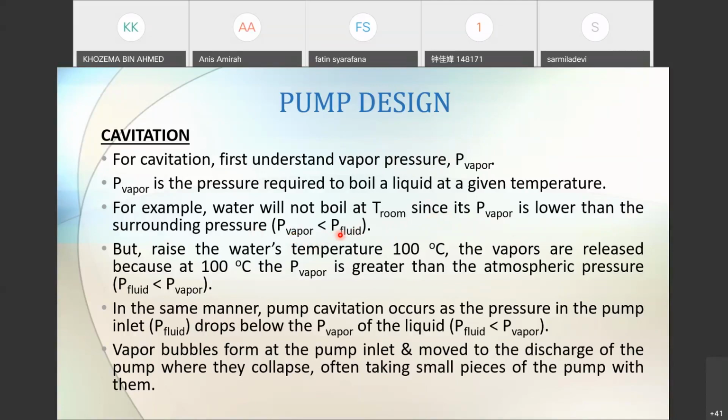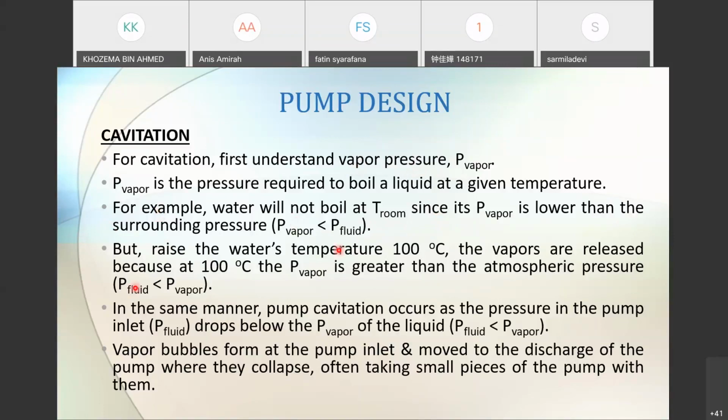That is why your water will remain as liquid. It will not evaporate into vapor. So that is how the vapor pressure works.